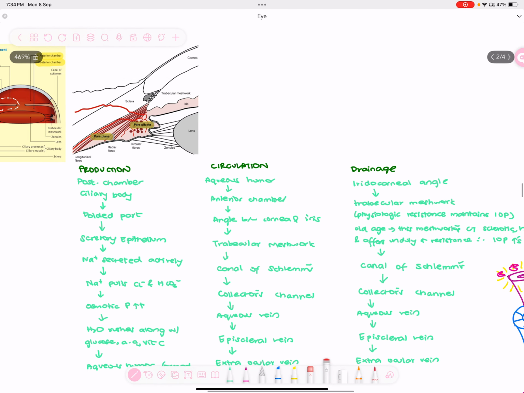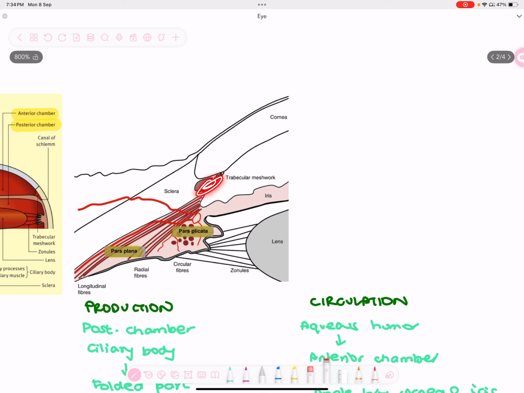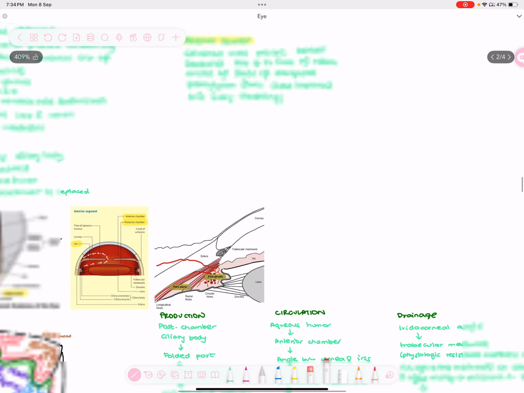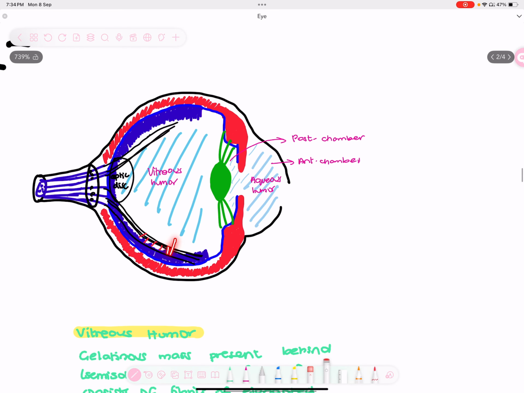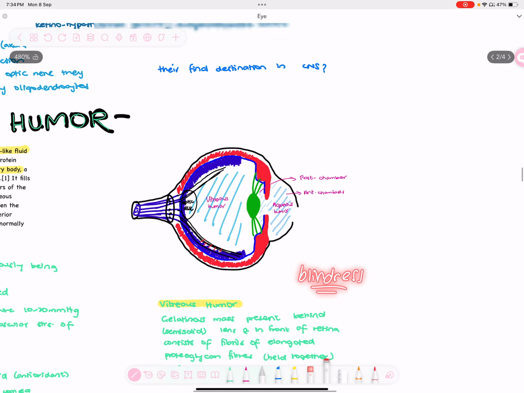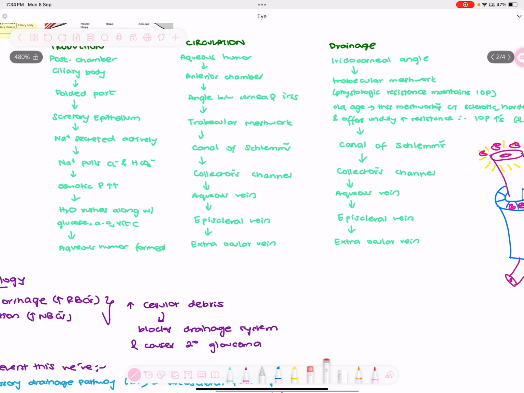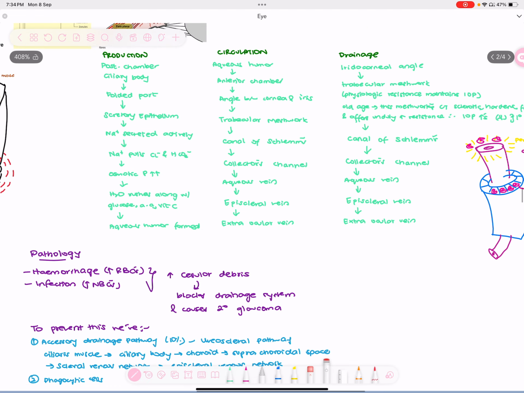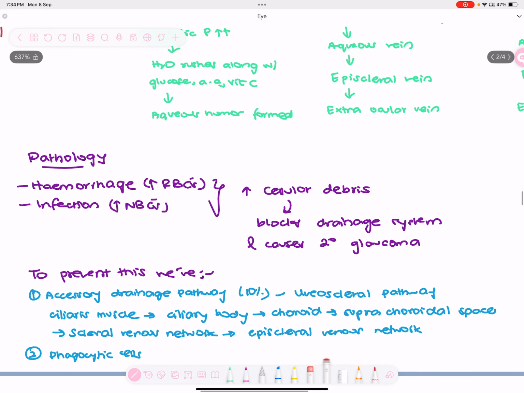So what exactly happens in glaucoma? Your meshwork is blocked, and when this is blocked, the fluid starts accumulating. Intraocular pressure increases. Once that increases, your eye will get distended, the retina will be pushed back, and your optic nerve can get damaged, and this can potentially lead to blindness. Very sad, right? This is glaucoma. Now, this is secondary glaucoma. To prevent this, what can be done?